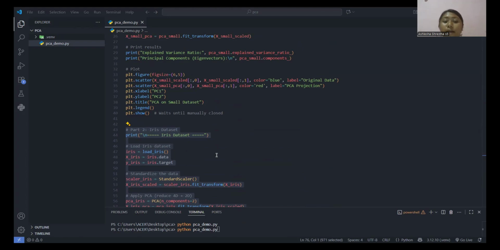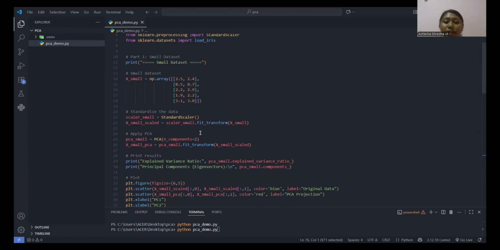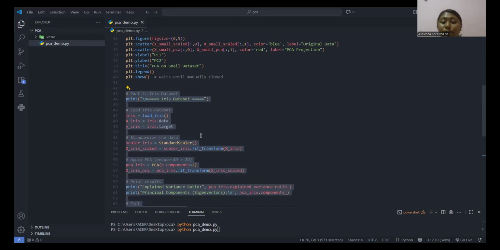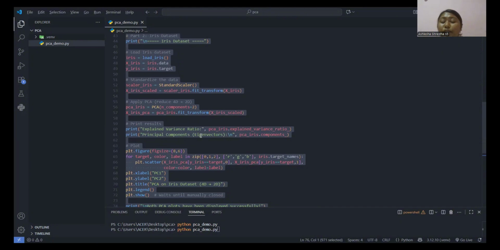In this small dataset example, we saw the covariance matrix, eigenvalues, eigenvectors, and projection step exactly as we calculated by hand. And for the iris dataset, PCA reduced the four features to two principal components. When plotted, we can clearly see clusters of the data points that correspond to different species of iris flowers. This shows how PCA can help us visualize high-dimensional data into 2D and 3D.